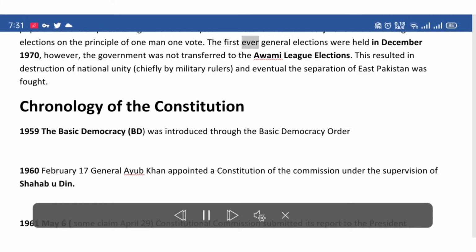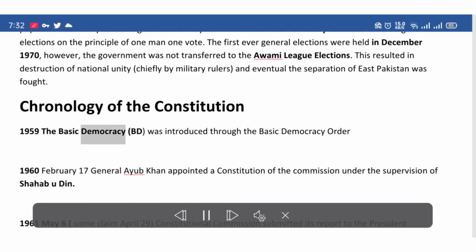The first ever general elections were held in December 1970, however, the government was not transferred to the Awami League after the elections. This resulted in destruction of national unity, chiefly by military rulers, and eventually the separation of East Pakistan was fought. Chronology of the Constitution.